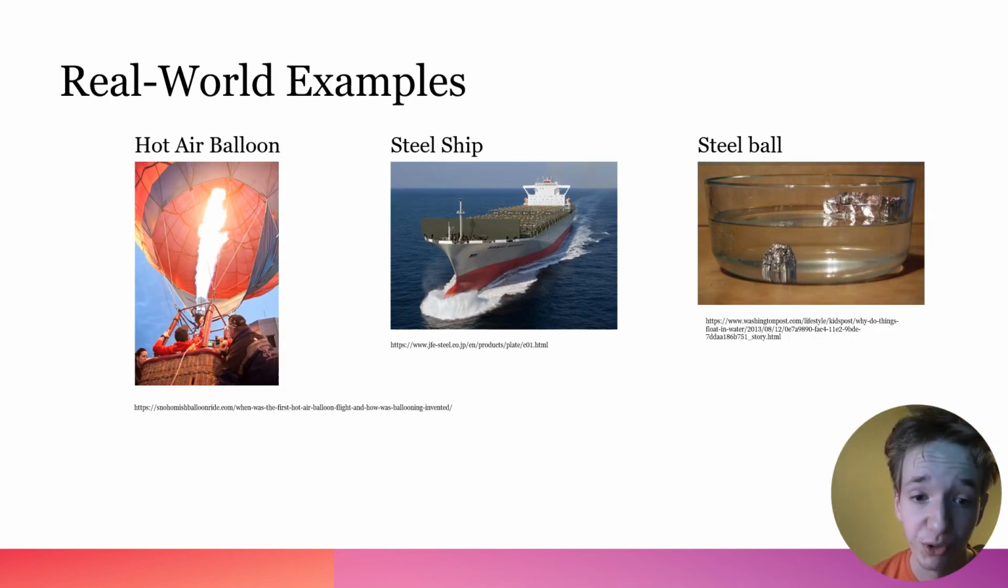The two main examples we want to examine today in real life is the movement of a hot air balloon and the interaction of a steel ship. When it comes to the hot air balloon, people directing the hot air balloon control whether the hot air balloon goes up, down, or floats in the air. They manipulate this by changing the temperature.